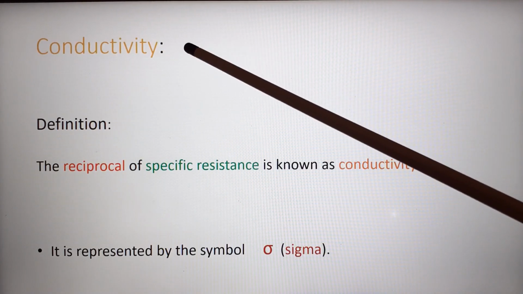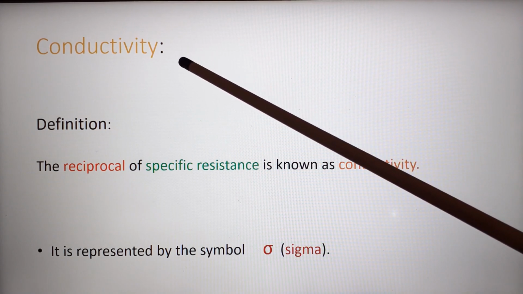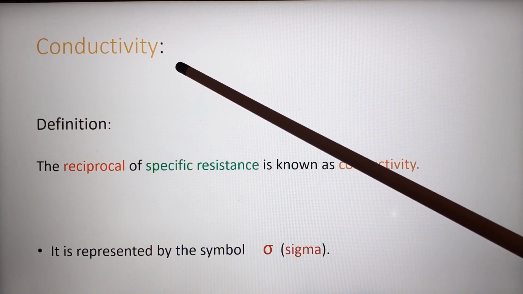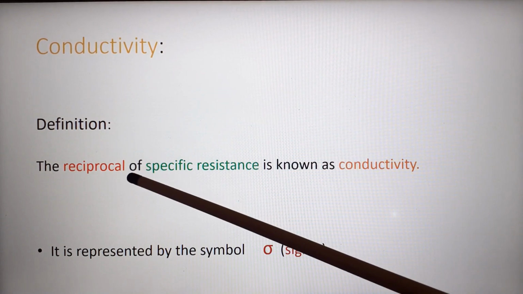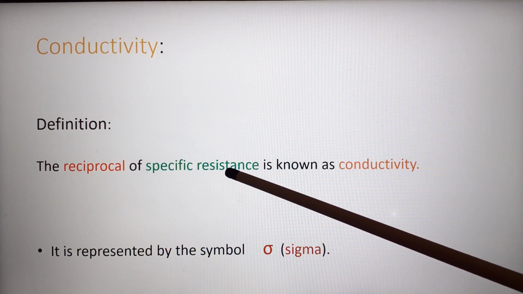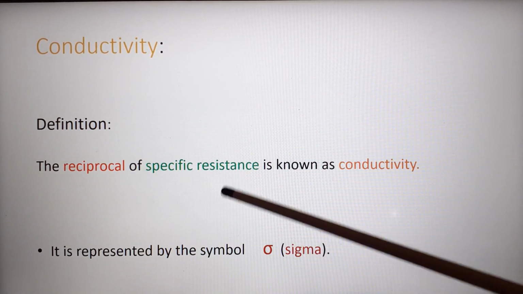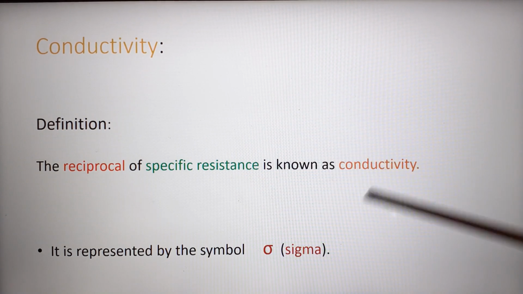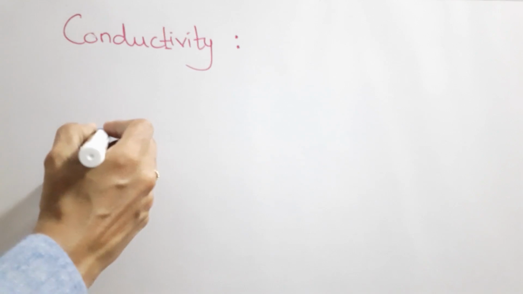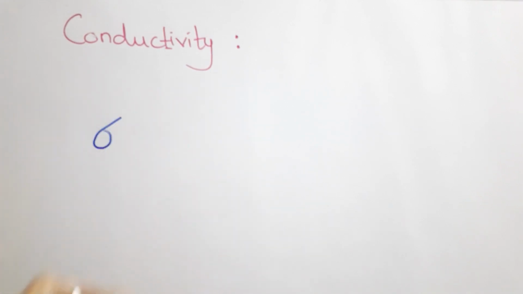Now, next topic is conductivity. While studying the topic resistance, we studied one more subtopic called conductance. Same way, while studying resistivity, we are going to talk about its subtopic conductivity. Reciprocal of specific resistance, or you can say reciprocal of resistivity, is called conductivity. It is denoted by symbol sigma. As we have studied from the definition, it is the reciprocal of resistivity. So sigma is equal to 1 upon rho.